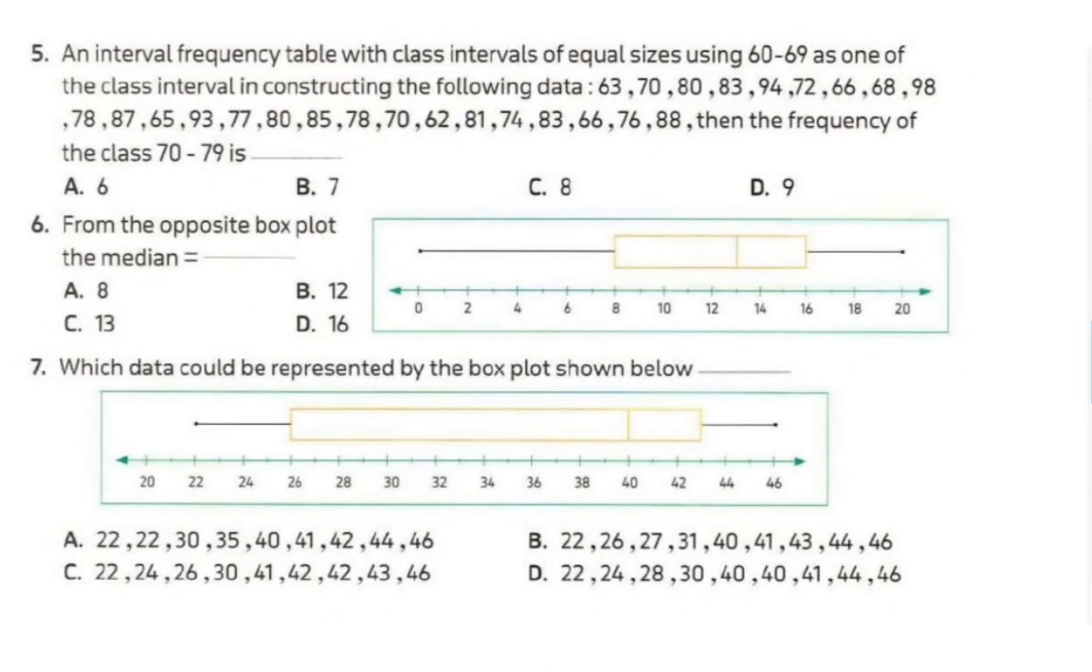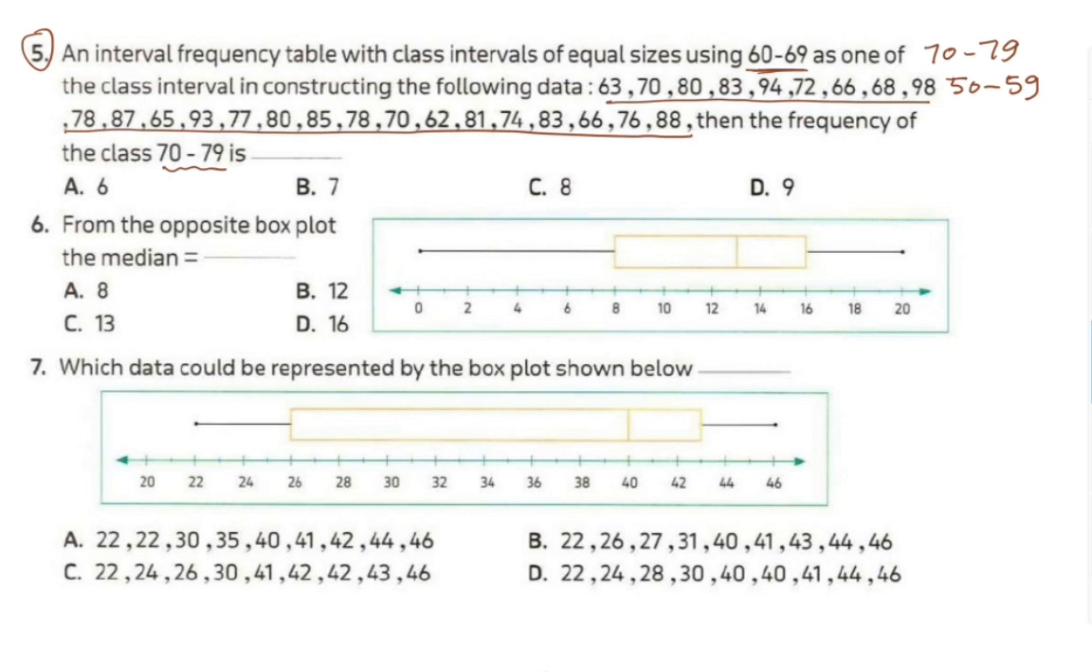Go to next. Question 5. An interval frequency table with class intervals of equal sizes using 60 to 69. This is the first interval, 60 to 69, okay? So maybe the next one will be 70 to 79, or maybe 50 to 59, and so on. Now as one of the class intervals in constructing the following data, we have here all of this data. Now the frequency of the class 70 to 79, I need what?